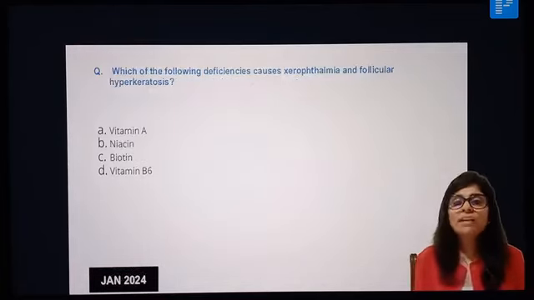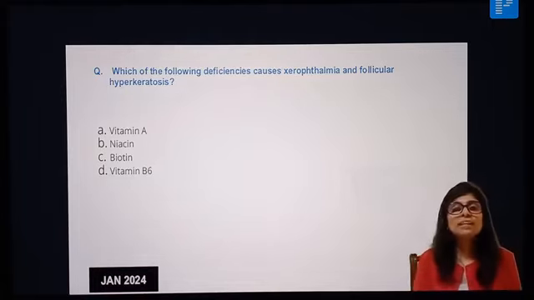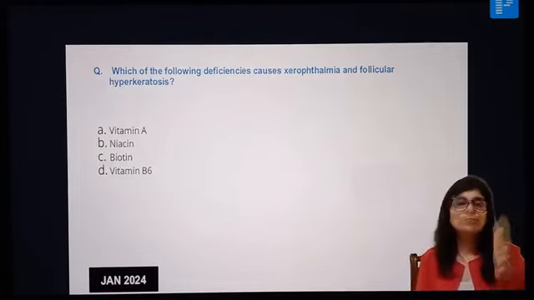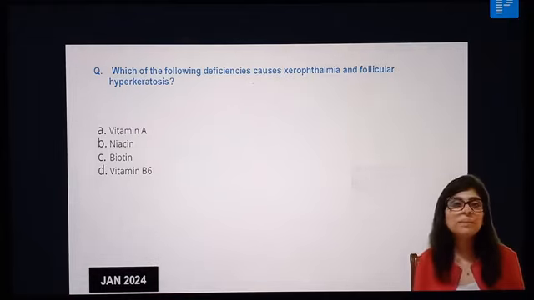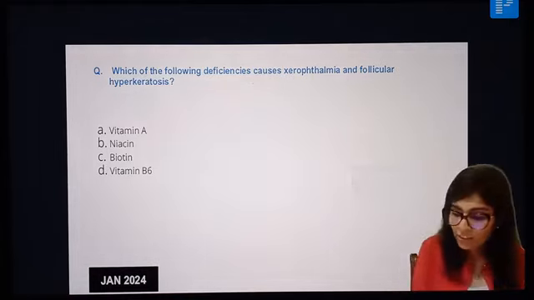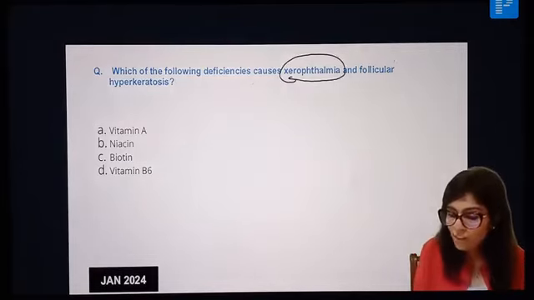So which of the following deficiencies causes xerophthalmia? Many of you were asking me for vitamin A, right? I was waiting for discussing this MCQ. Which of the following deficiency causes xerophthalmia and follicular hyperkeratosis? What is xerophthalmia due to? Vitamin A deficiency. What is follicular hyperkeratosis?